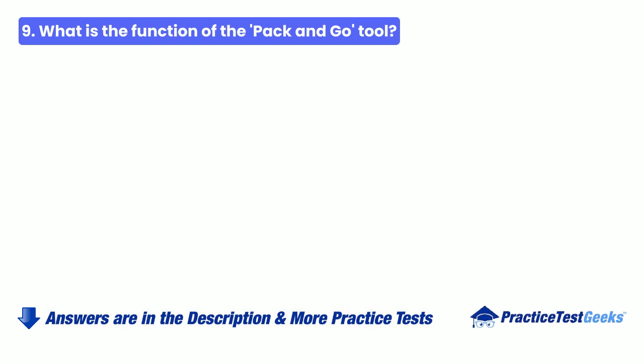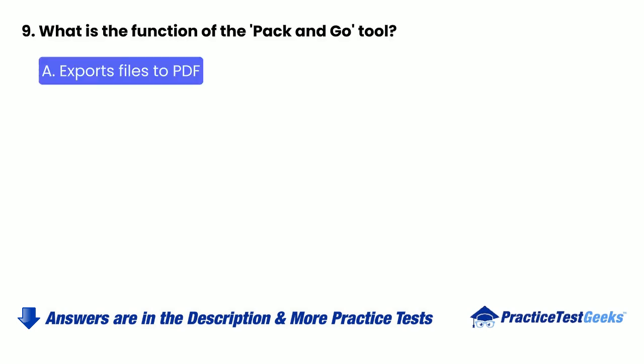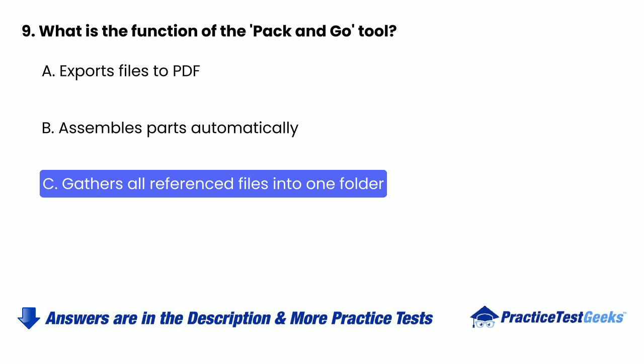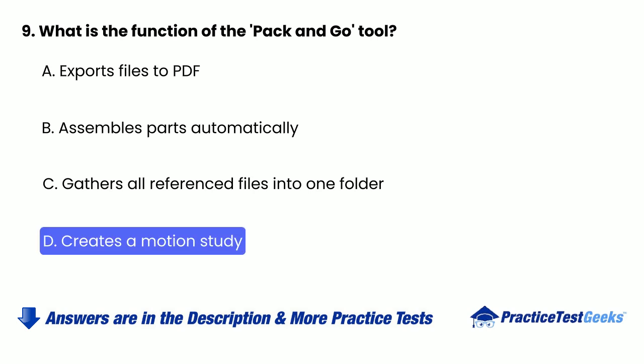9. What is the function of the Pack and Go tool? A. Exports files to PDF. B. Assembles parts automatically. C. Gathers all referenced files into one folder. D. Creates a motion study.